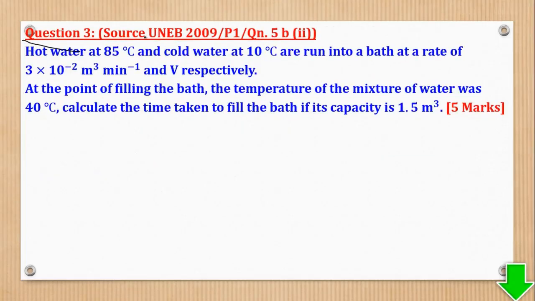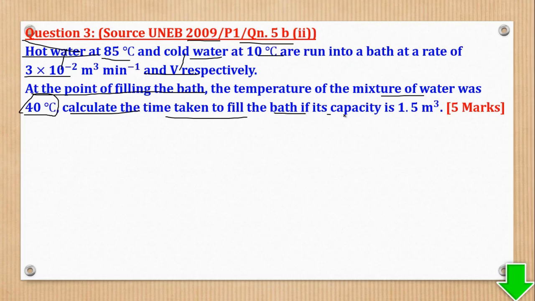So now we shall go to question 3, which came from UNEB 2009, paper 1, question 5B, Roman 2, and it says, hot water at this and cold water at this are run into a bath at a rate of this and this, meaning that for hot water it is this, and for cold water it is that. At the point of filling the bath, the temperature of the mixture of water was 40 degrees Celsius. Calculate the time taken to fill the bath if its capacity is 1.5 meters cubed.